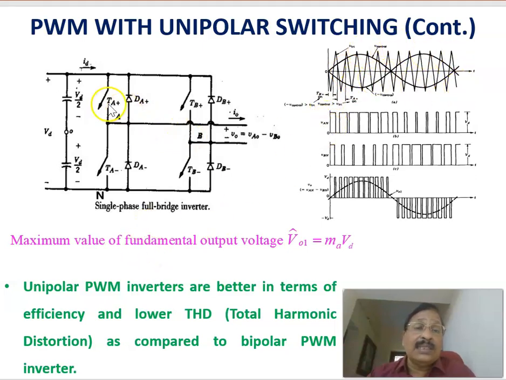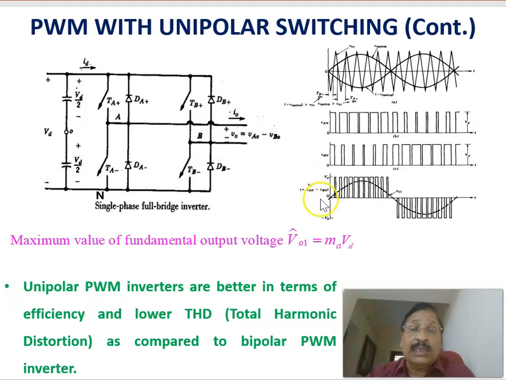If you operate TA plus and TB plus, TA minus and TB minus, in that case this is the voltage of leg A with respect to neutral, and this is the voltage of leg, this point B, with respect to the neutral. This is called VAN, and this is equal to VBN. VAN minus VBN will give this output voltage, which is the voltage between VAB. For that it is this one, and we can see that it's a unipolar, only one polarity.